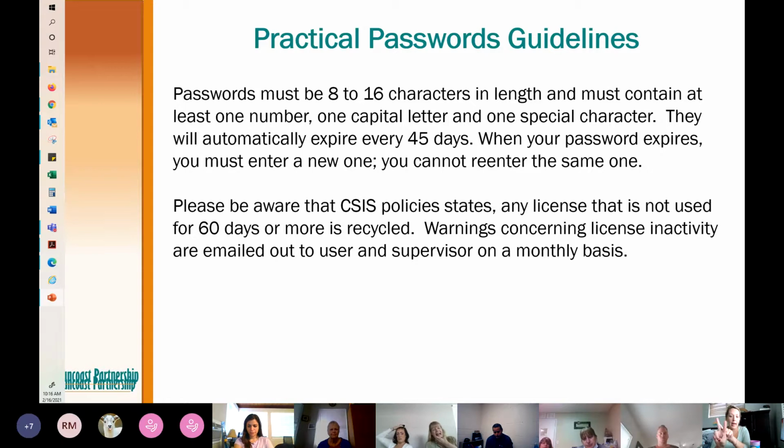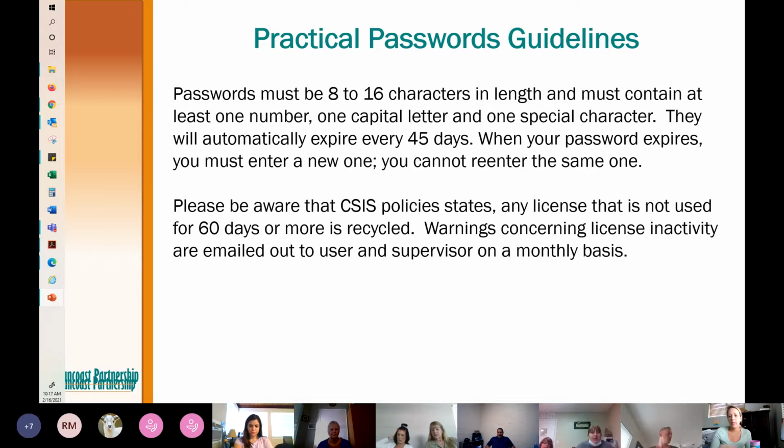Then in 45 days, this one will expire. You'll do a new one. In 45 days, that one will expire, and you can go back to the one that you created today. So you only ever need 2 passwords in CSIS. It is smart to fluctuate some of the special characters or numbers in there just to keep your information secure.